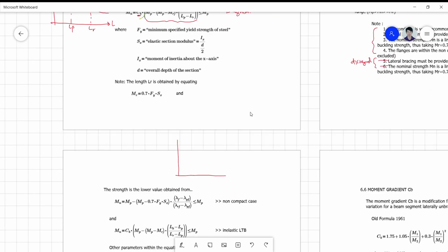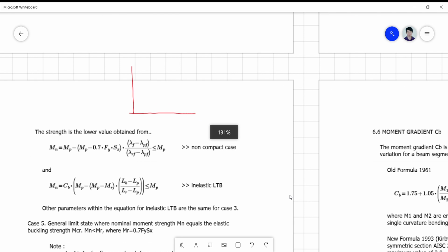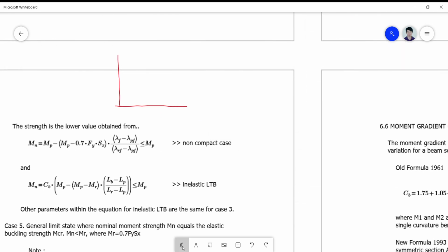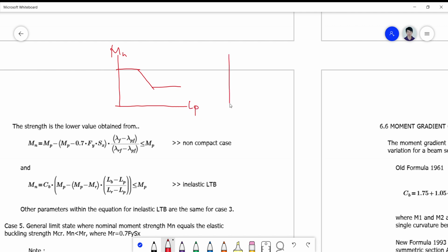Okay, but in here we have to compare two cases. One is the case between Mn and Lp, and the other one is between Mn and lambda p. Okay, so again we're talking here of the flange only. Okay, that's why this is lambda pf.